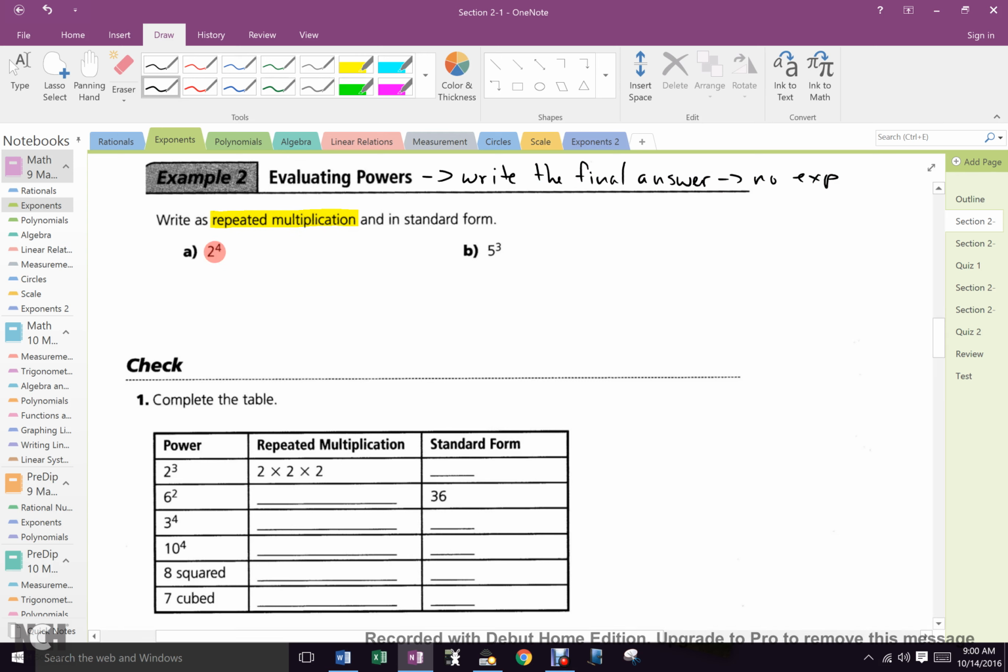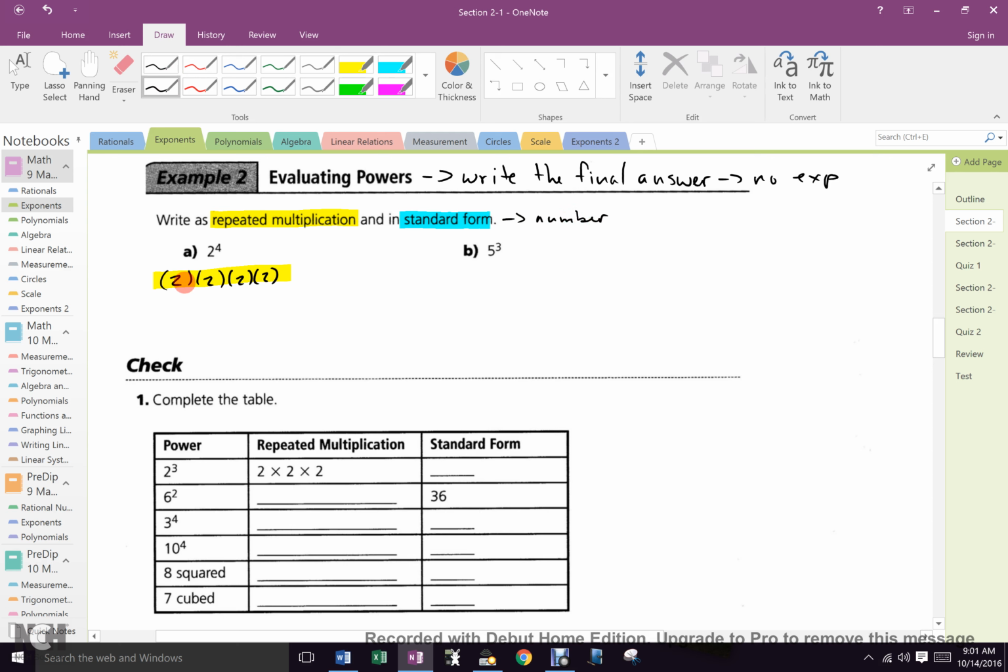So what does this 2 to the 4 really mean? What does 2 to the 4th power mean? Marcus. 2 times 2, how many times? 4 times. 4 times. Right? Okay, that's the repeated multiplication. But I also want it in standard form. Standard form is just a number.